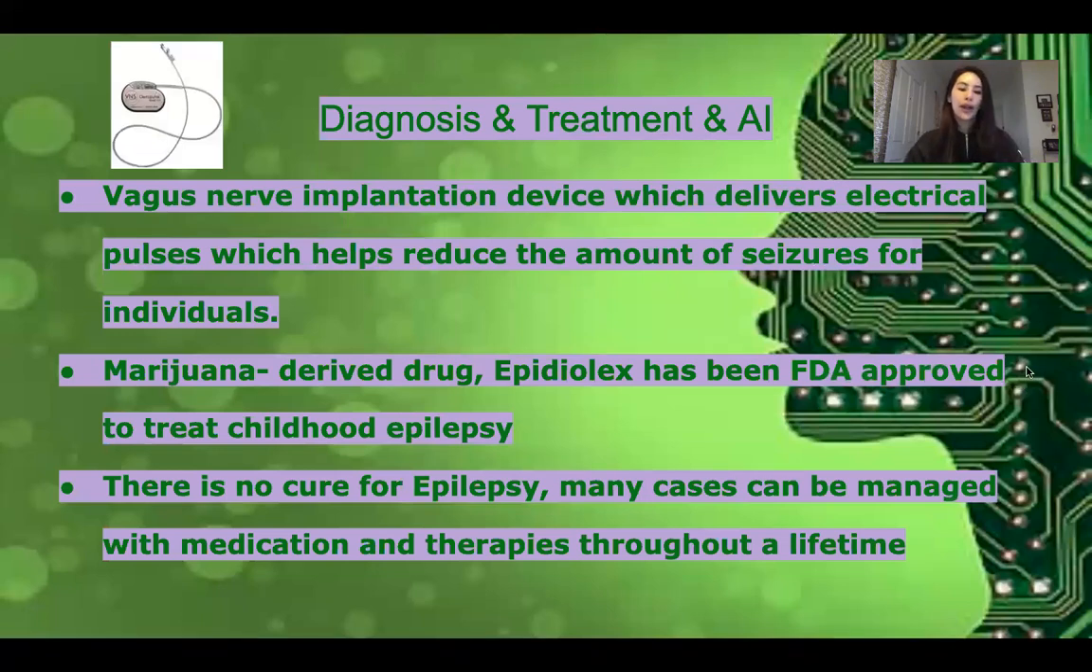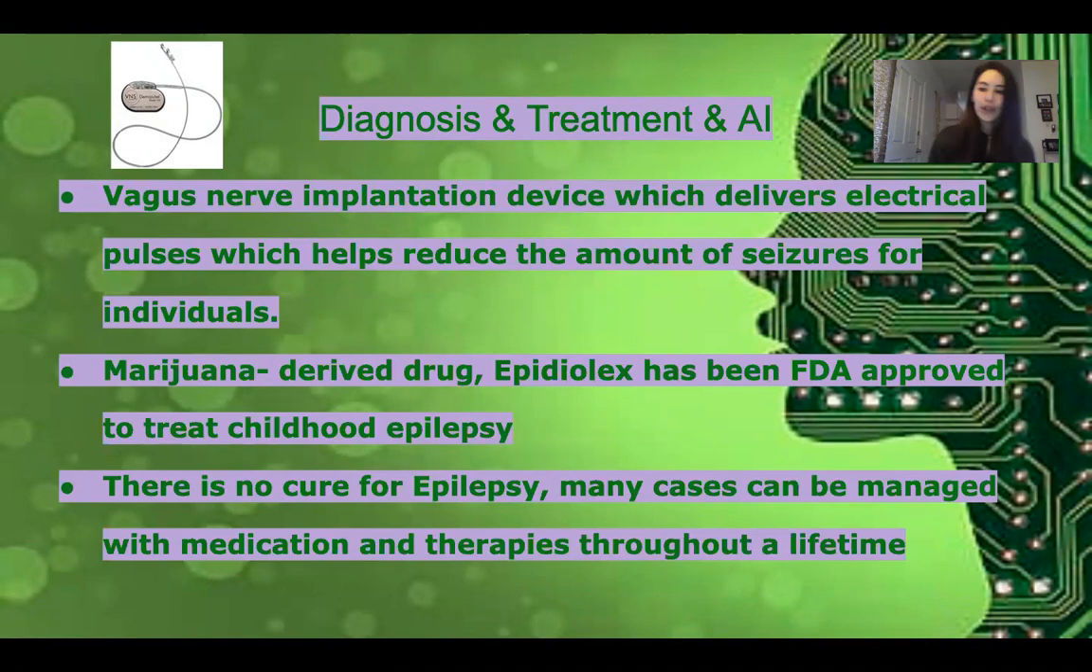And then there's some really cool AI. There's a vagus nerve implantation device, which delivers electrical impulses to help reduce the amount of seizures an individual is having. The larger part in the picture is placed inside the chest cavity, and then this wire is strung up and goes into the brain. That helps by delivering regular pulses of energy constantly through the brain. There's also a cannabis-derived drug, Epidiolex, and that has been FDA approved for children. This is a natural drug that is found in nature, and it's concentrated and given orally to children.